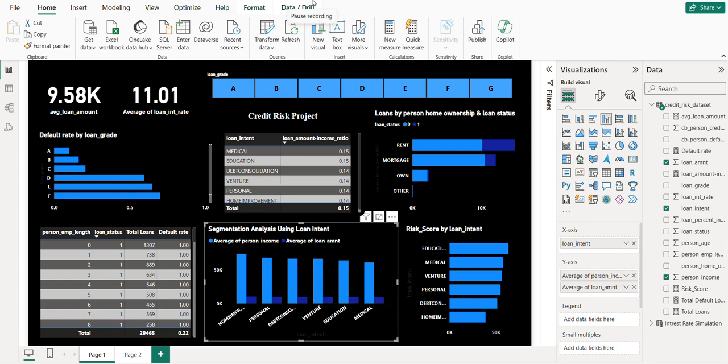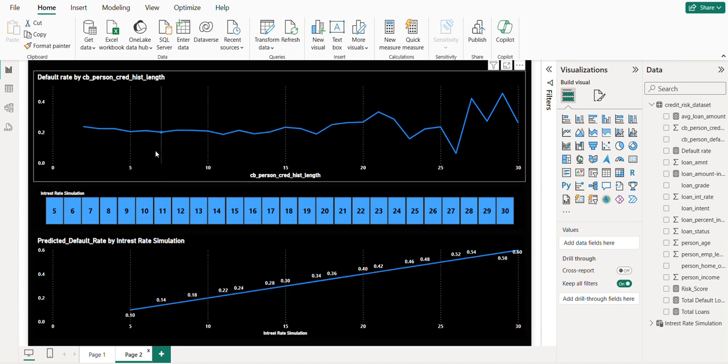Now we have to do the time series analysis, like default rate over time. Before going further, we have to understand what the default rate is. It is the percentage of loans that have defaulted. Then, what is the CB person credit history length? It represents the borrower's credit history length in years.